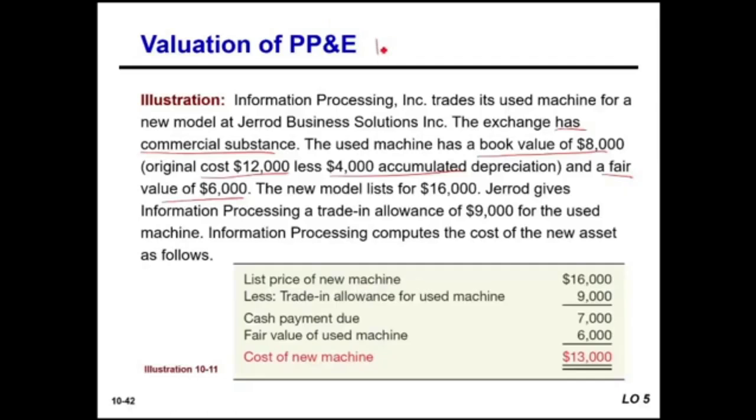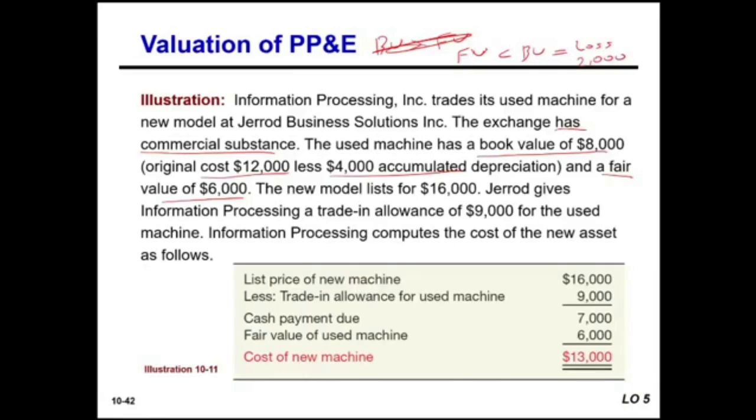So the book value is greater than the fair value. Or, if you want to look at it the other way, fair value is less than the book value. What do we have? We have a loss. How much is the loss? The loss is 2,000 because the fair value is less.